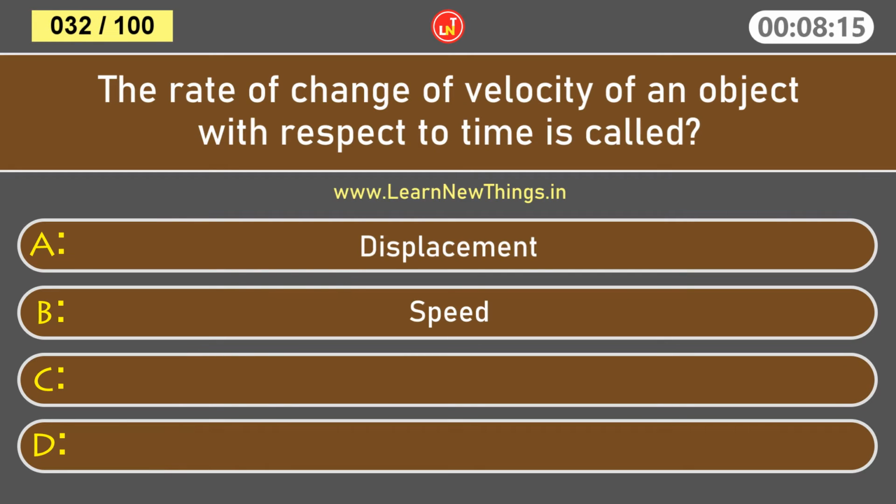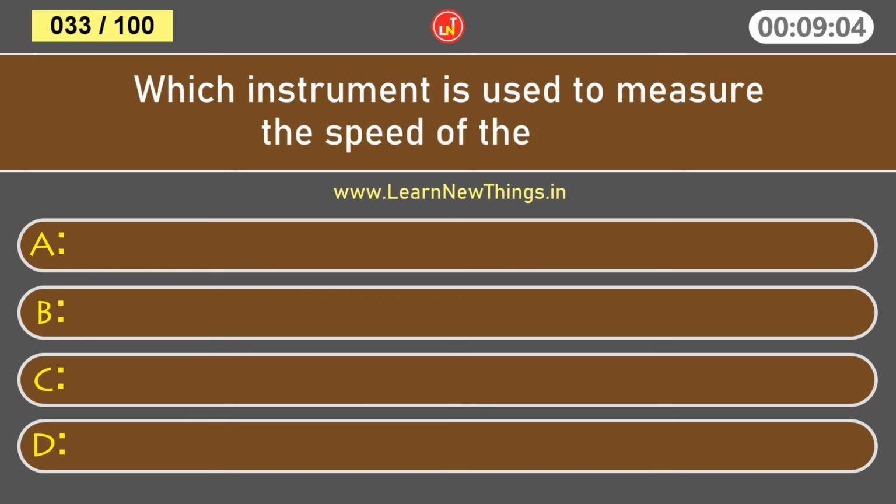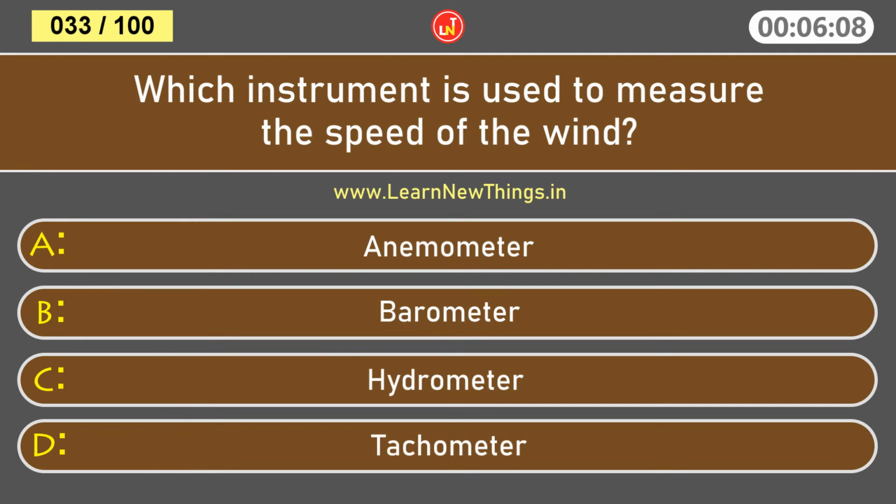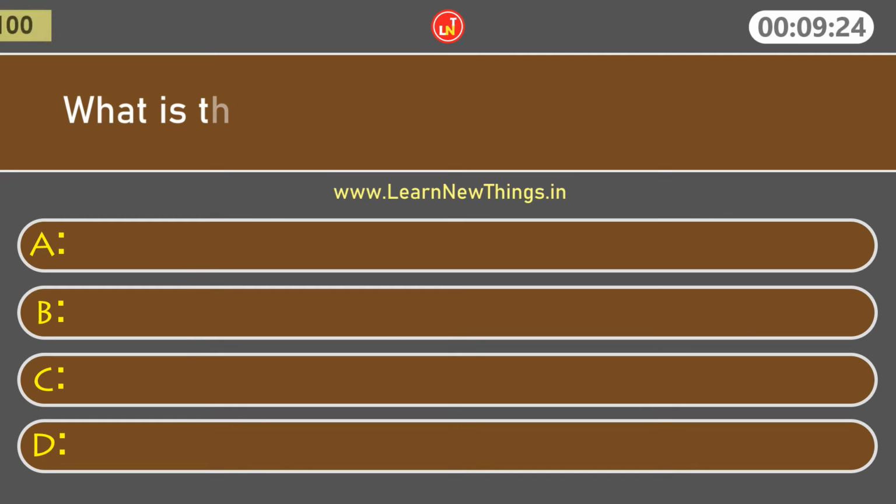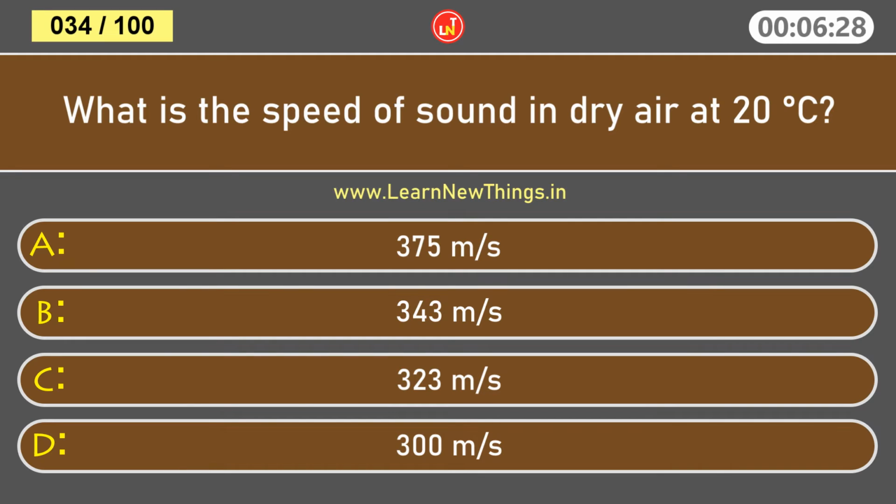The rate of change of velocity of an object with respect to time is called acceleration. Which instrument is used to measure the speed of the wind? Anemometer. What is the speed of sound in dry air at 20 degrees Celsius? 343 meter per second.